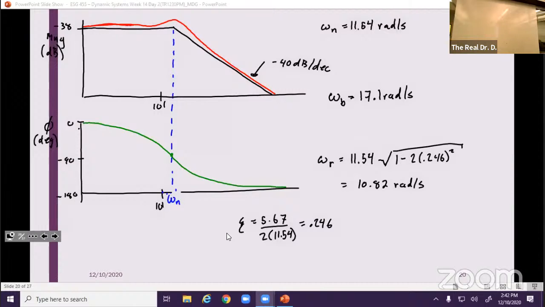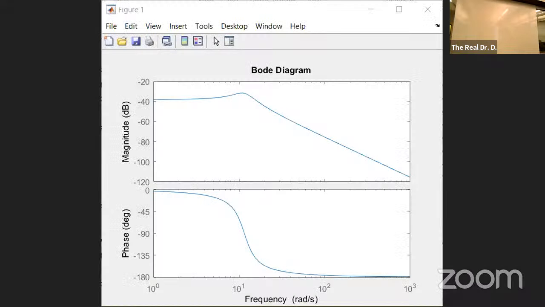So what did we do? Well, I said omega n is 11.54 radians per second. Why did I say that? Well, because the square root of 133.33 is 11.54. I can also find zeta, but we'll talk about that in a second. Before we get there, let's go back to the actual Bode diagram. So we know that our corner frequency is 11.54.